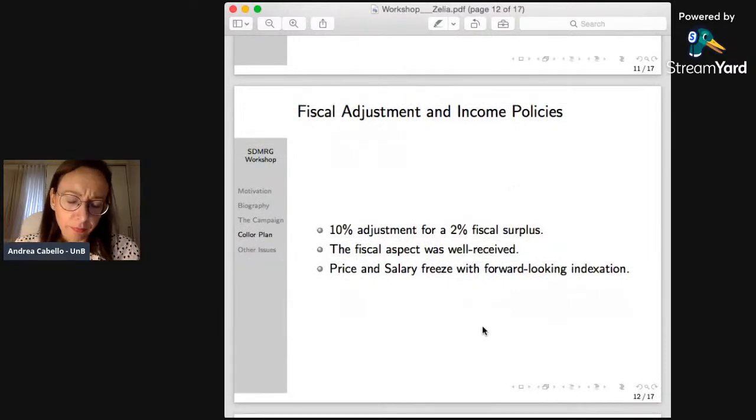The second and third types of measures were the fiscal adjustment and the income policies. It was a very tough fiscal adjustment, a 10% adjustment, trying to aim for a 2% fiscal surplus. So it was a plan that really tried to adjust, mostly focused on reducing expenses, not so much increasing revenue. But it was actually very well received. This is something that people don't really realize.